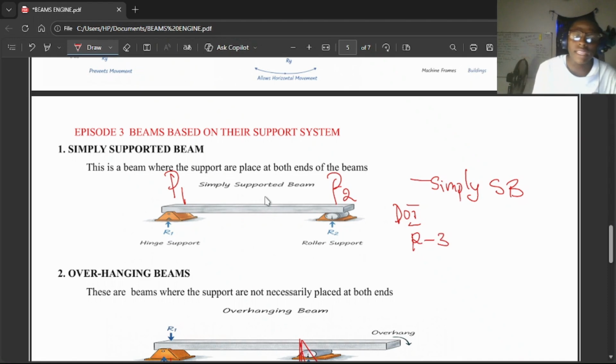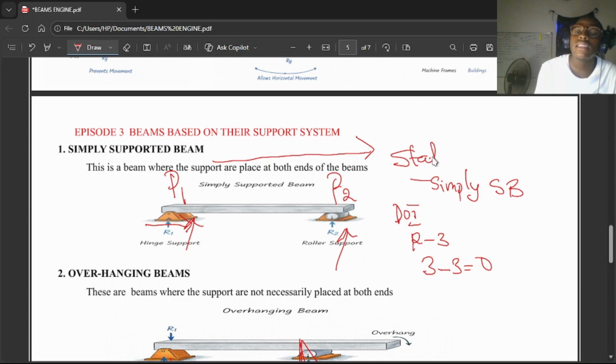Now, how do you identify the reactions here? What are we seeing here? We are seeing a hinge support at one end, and the other support is a roller support. We have one reaction for the roller support. So in essence, we have 3 minus 3, and that gives us 0. So you can say that your simply supported beam here is a statically determinate beam.